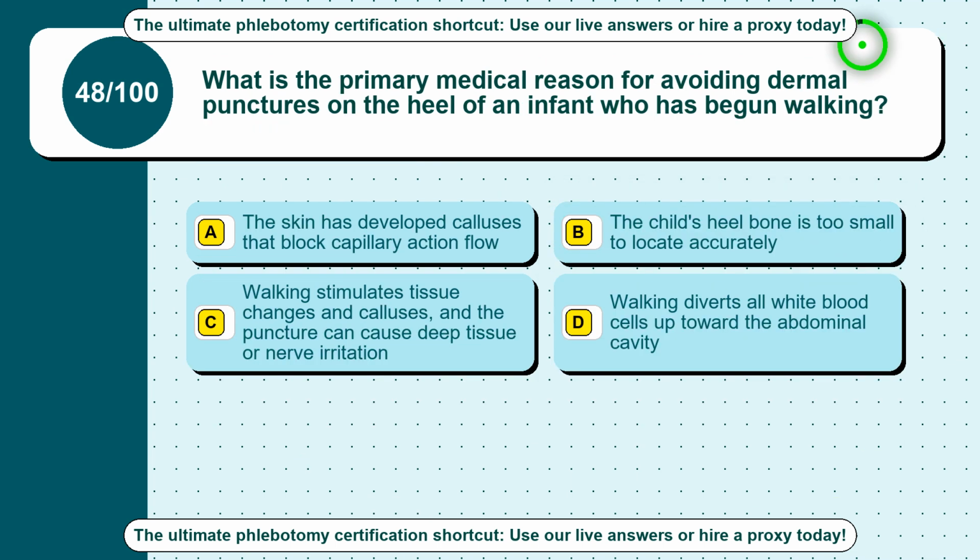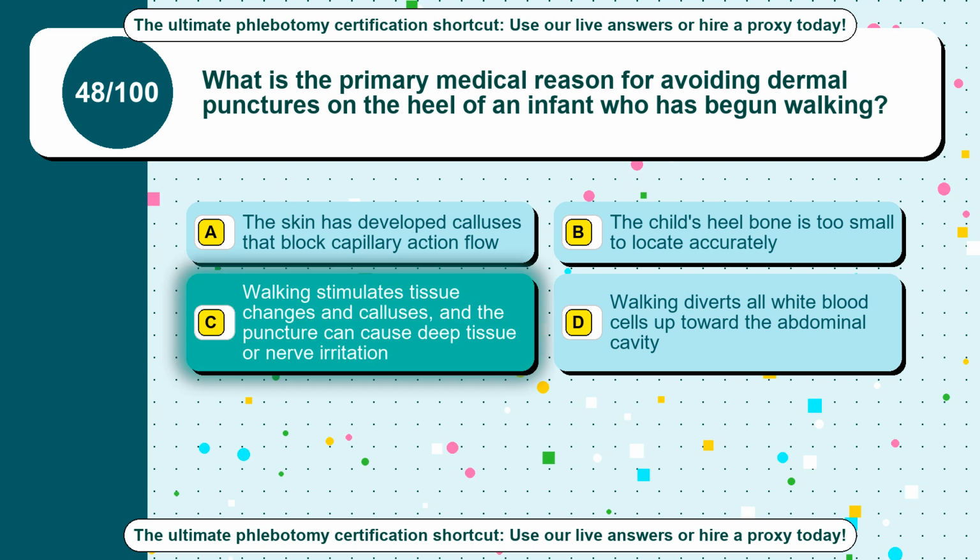Question 48. What is the primary medical reason for avoiding dermal punctures on the heel of an infant who has begun walking? Option A. The skin has developed calluses that block capillary action flow. Option B. The child's heel bone is too small to locate accurately. Option C. Walking stimulates tissue changes and calluses, and the puncture can cause deep tissue or nerve irritation. Option D. Walking diverts all white blood cells up toward the abdominal cavity.